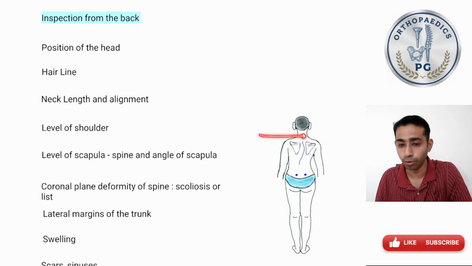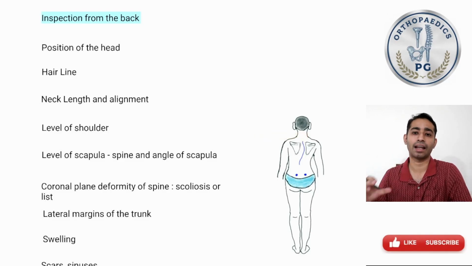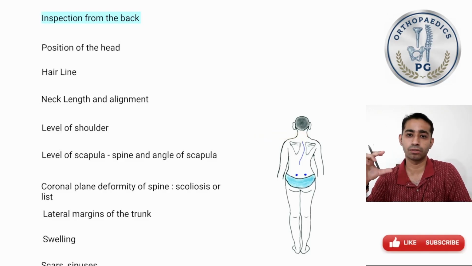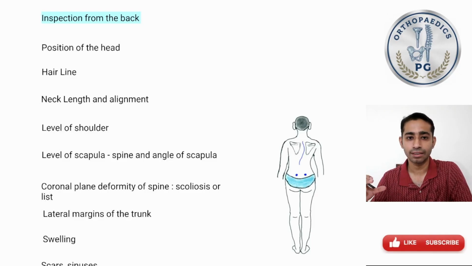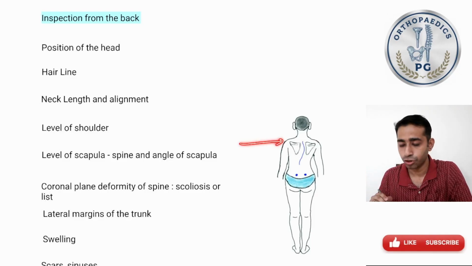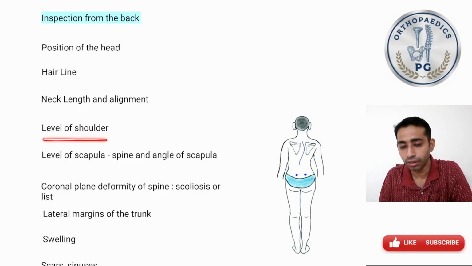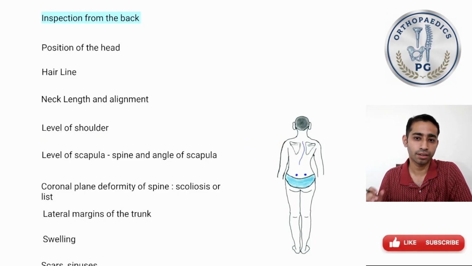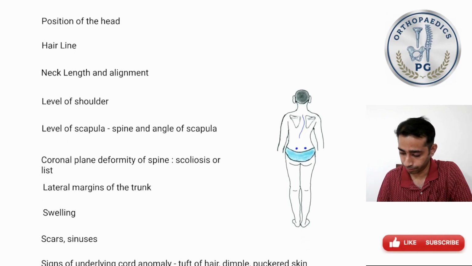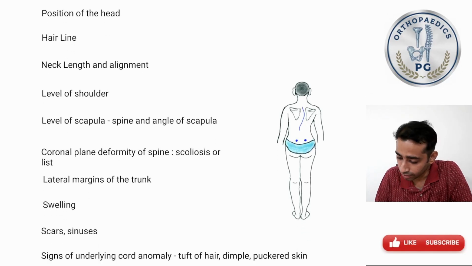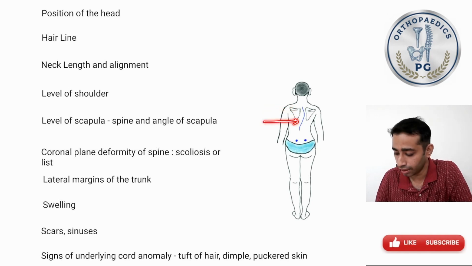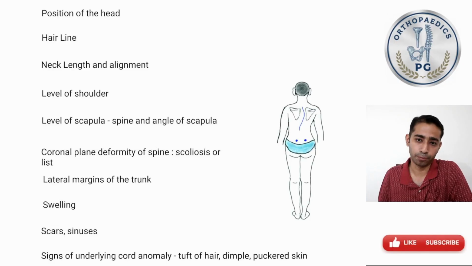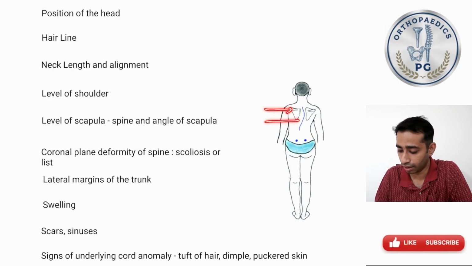Then comes the neck. So you look at the neck length and alignment. Alignment can be disturbed in scoliosis, and neck length again can be decreased in Klippel Feil syndrome. Next is the shoulder. So you look at the level of the shoulder, which can again be disturbed in scoliosis. Then you look at the level of the scapula. In scapula, if the spine is seen, you can look at the level of the spine and the inferior angle of the scapula. So spine and angle of scapula.